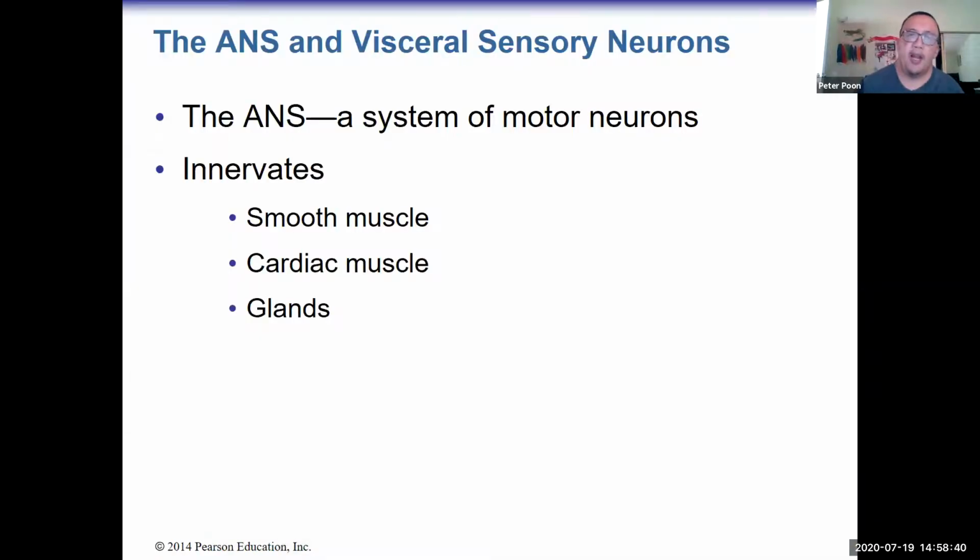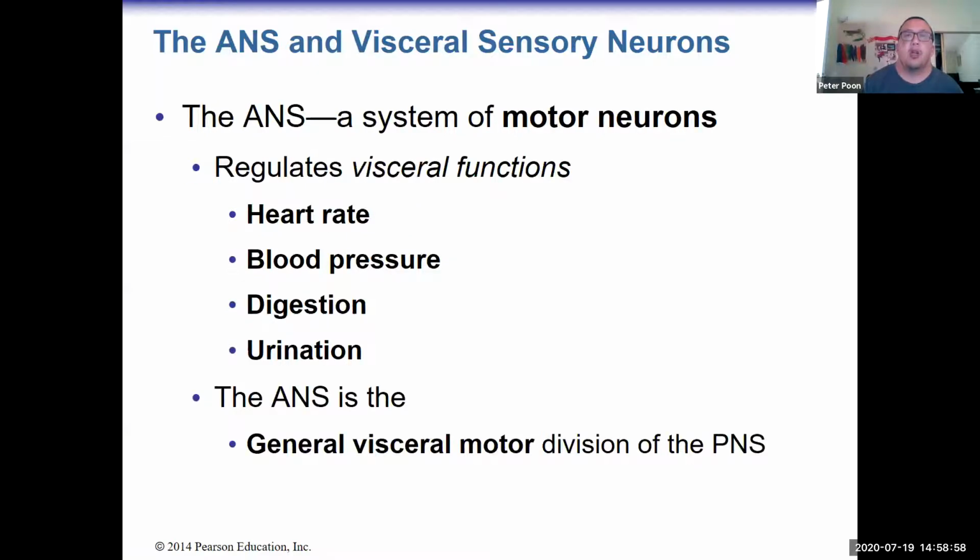The ANS is the visceral nervous system, and it innervates smooth muscle, cardiac muscle, and glands. So it is internal. The ANS is a system of motor neurons. It regulates the visceral functions: heart rate, blood pressure, digestion, urination.